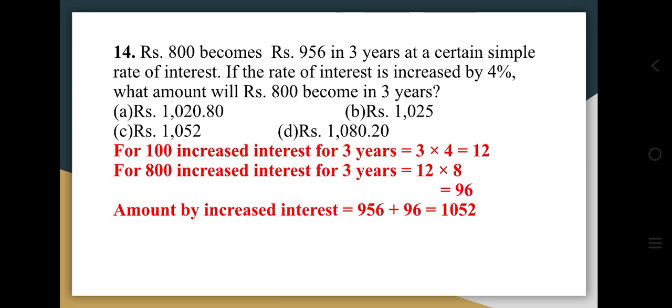Rupees 800 becomes rupees 956 in 3 years at a certain simple rate of interest. If the rate of interest is increased by 4%, what amount will rupees 800 become in 3 years? So 800 becomes 956 in 3 years at a certain rate. The rate of interest is increased by 4%. What is the amount?